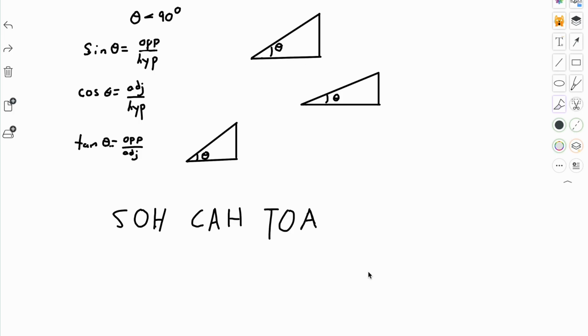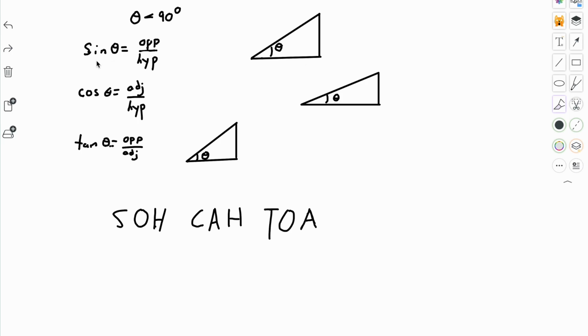Hey guys, so today we'll be talking about trigonometric ratios. So we're just going to start off immediately. The first thing we need to understand is theta. Theta is right up here. Theta is always going to be an acute angle, so that means it's going to be less than 90 degrees.